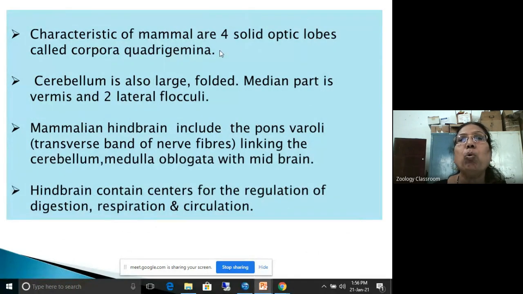Characteristics of the mammalian brain: 4 optic lobes, called corpora quadrigemina. Cerebellum is also large and folded; the median part is vermis, with 2 lateral lobes and flocculus. Mammalian hindbrain includes pons varolii, a transverse band of nerve fibers that connects the cerebellum and medulla oblongata with the midbrain. The hindbrain also contains centers for the regulation of digestion, respiration and circulation. That is the function of the medulla oblongata. Another presence is corpus albicans, corpus callosum.